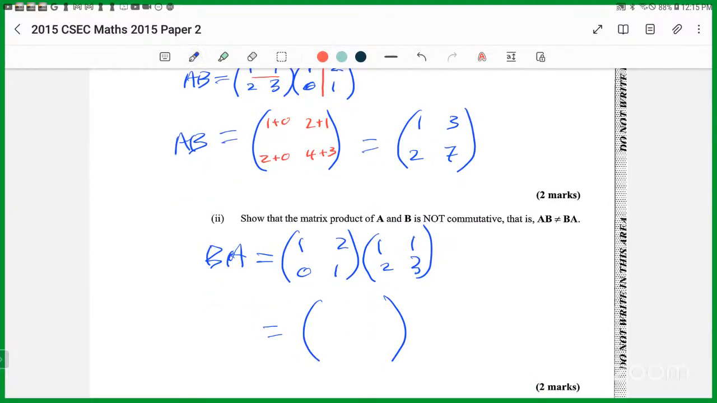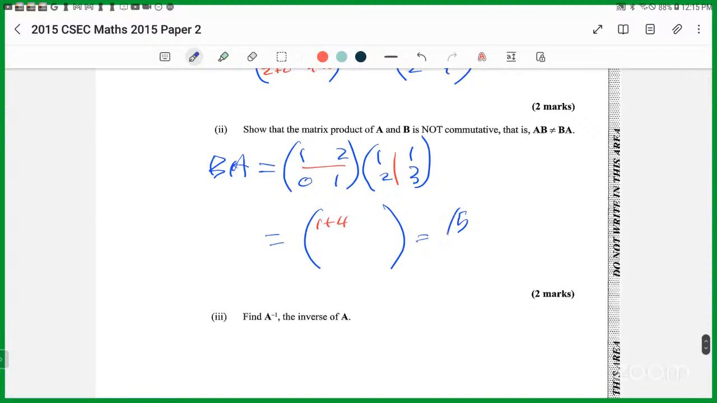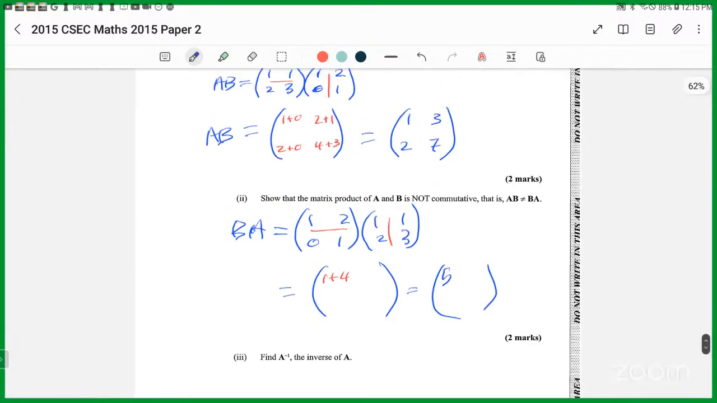I don't need to calculate everything to prove it, because I'm using again the rows and the columns. The first value here will be this row times this column. So it will be 1 times 1 and 2 times 2. So the 1 times 1 is 1 and the 2 times 2 is 4. And this value would work out to 5 something. And since this one started at 5, this one started at 1, it means that they're not equal.